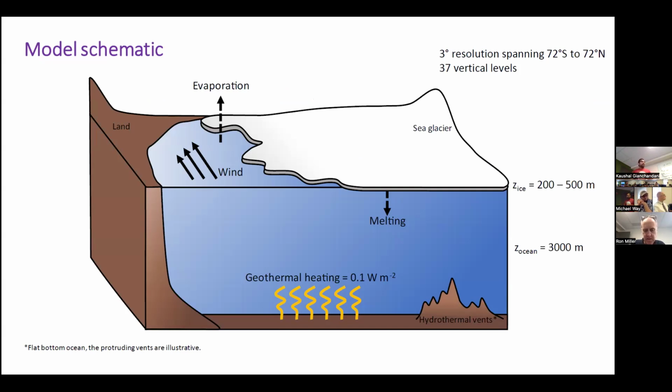So this is a flat bathymetry ocean. The hydrothermal vents that you see protruding out of the seafloor are merely illustrative. This ocean is heated from below. There's a geothermal flux of 0.1 watts per meter squared. The depth of the ocean is chosen to be 3,000 meters, and the thickness of the prescribed sea glaciers is varied from 200 meters to 500 meters based on the extent of the ice-free region. Meaning, when the ice-free region is wide, we expect the sea glaciers to be thinner, but when the ice-free ocean is narrow, we expect the sea glaciers to be thicker.